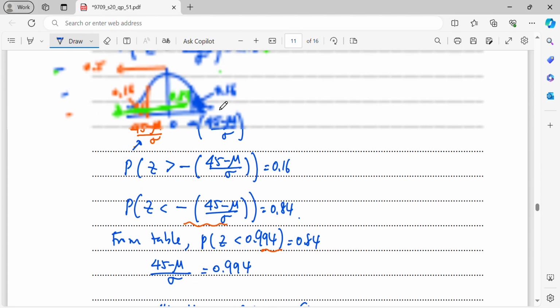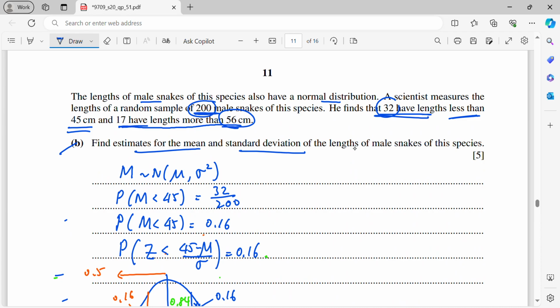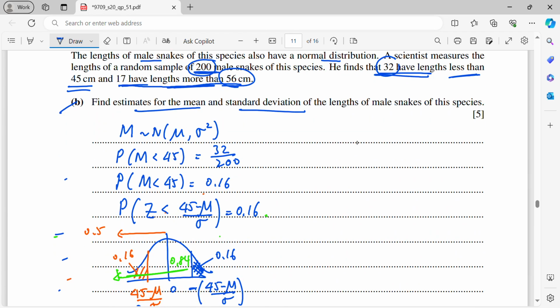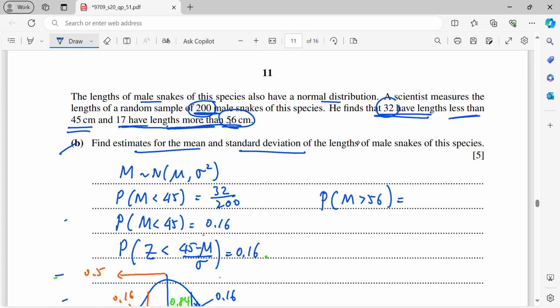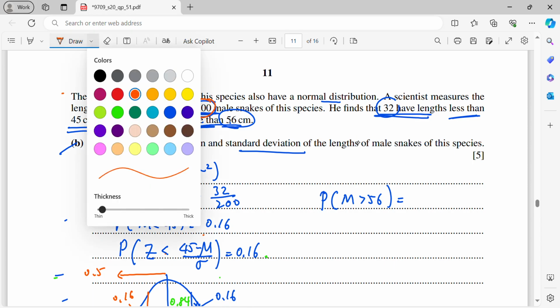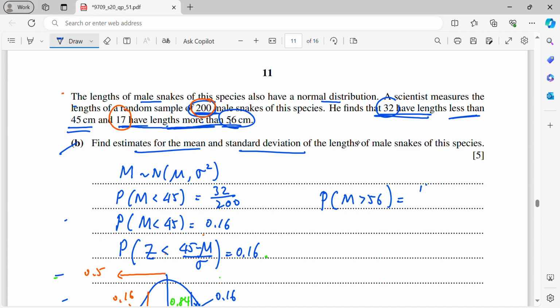Okay, I need to redo all this for the second piece of information here. Alright, so I will do it side by side. So now it means P, the length more than 56. So M more than 56. And the probability is 17 out of 200. So this is going to be 17 over 200.